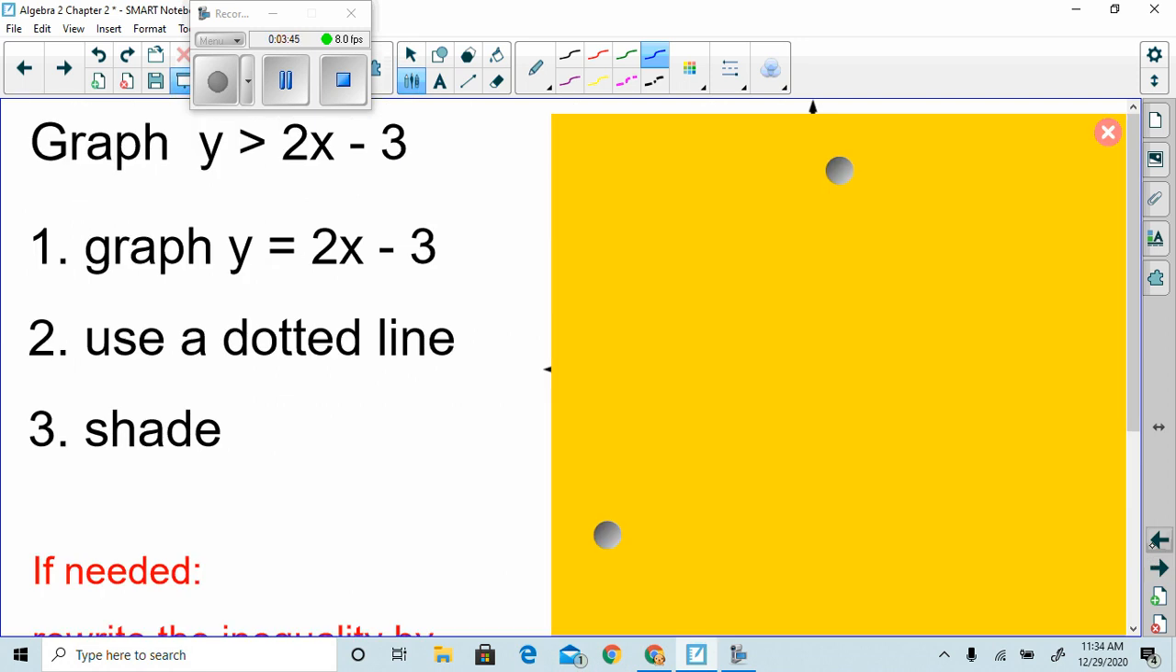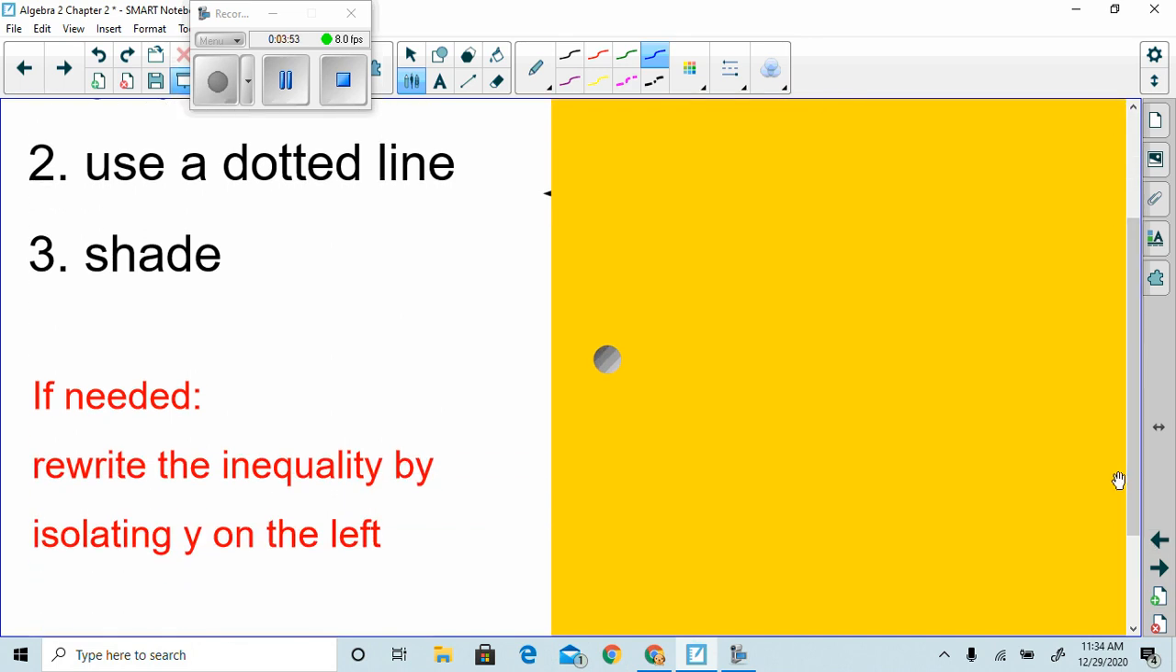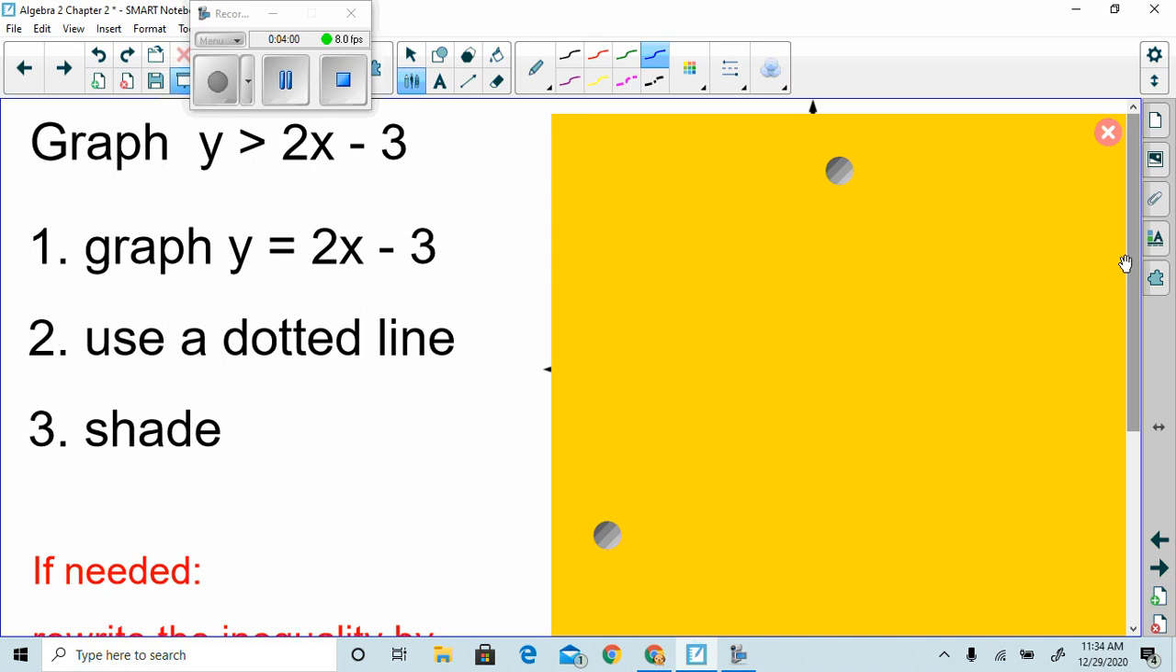Here's our first example. Now I've already graphed it, so I have that hidden for a moment because I'm going to talk about the steps. When we're doing this, we first want to be sure that the inequality is written with the y isolated on the left, and this one is already there. Now technically you can consider this an equation as you're graphing because you want to identify your slope, which is 2, and your y-intercept, which is -3.